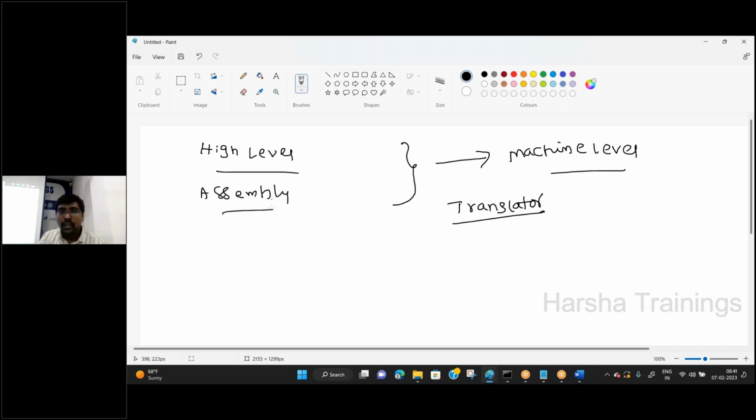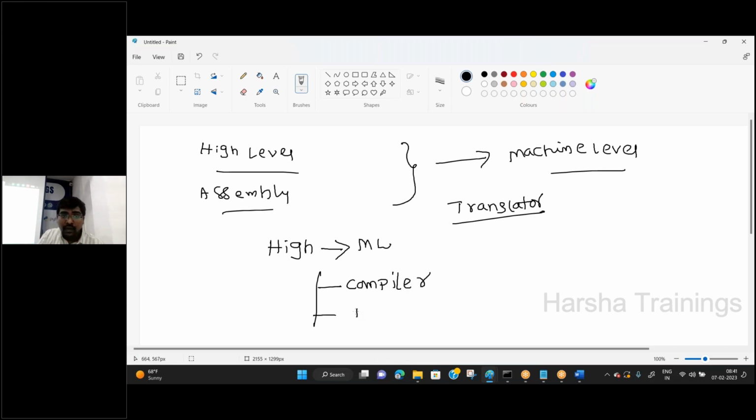Now we have different types of translators. First one, if you want to convert high level language into machine level language, the name of the translator is compiler.